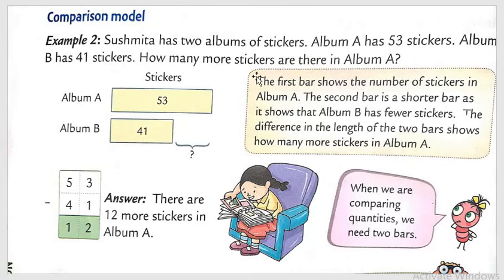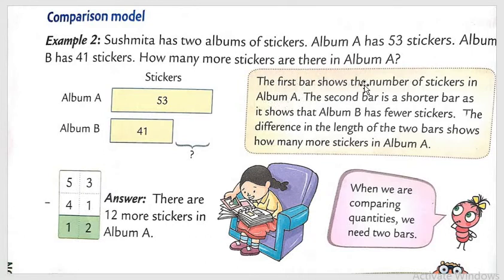First of all, read the instructions, means read the question and understand the problem. Susmita has 2 albums of stickers. Album A has 53 stickers. Album B has 41 stickers. How many more stickers are there in album A? What we are going to do here is find how many more stickers are there in album A. Got my points? Read these instructions first.